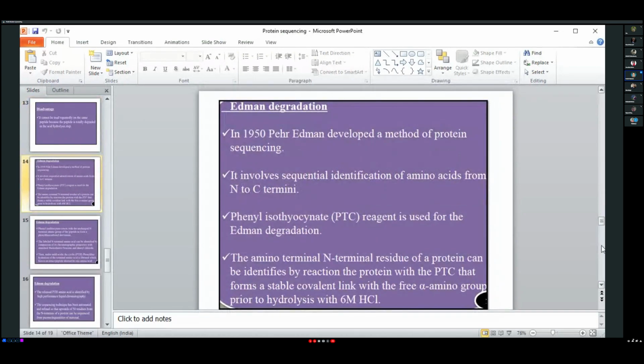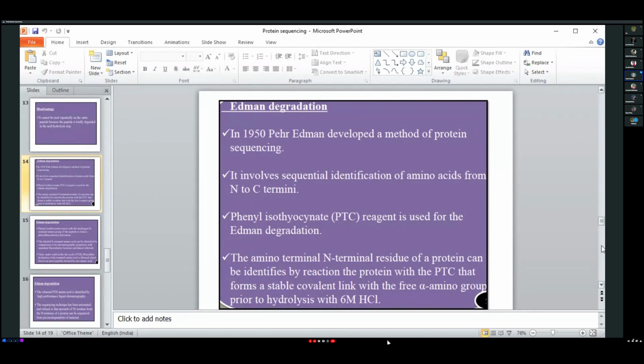Now, the Edman degradation method, I have mentioned this. It involves the sequential identification of amino acids from the N to the C terminal. Another reagent, PTC, phenyl isothiocyanate, is used for the Edman degradation.